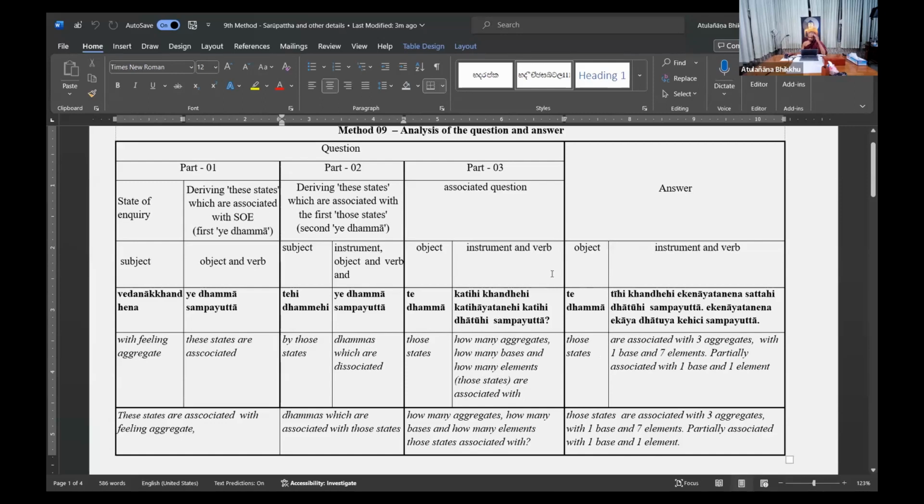Te Dhamma, those states: Tehi Kandi, associated with 3 aggregates. Oh, sorry, Ekena Ayatanena, with 1 base. And Sattahi Dhātuhi, 7 elements. Then it says Ekena Ayatanena Ekaya Dhātuya Keji Sampayutta. So it's partially associated with 1 base and 1 element. We'll go into details in the method when you are learning. First we'll break down this question and understand the structure of the question here.